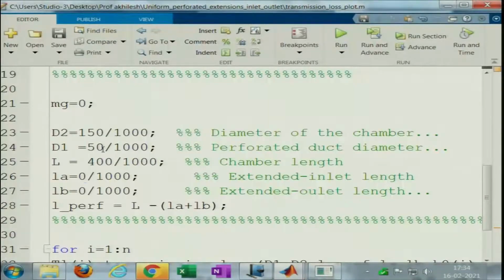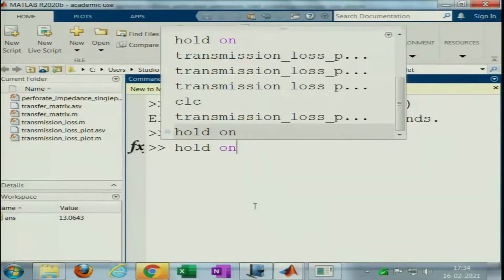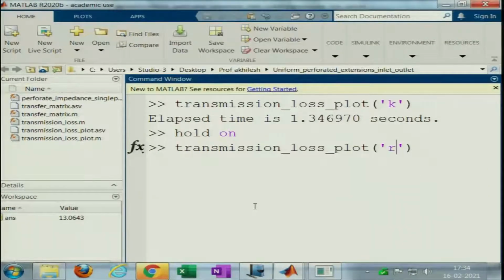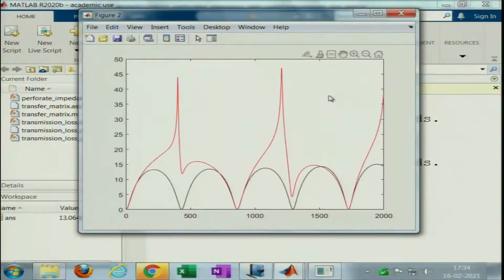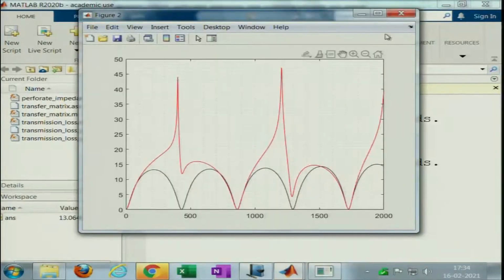Now, let us do it in a step by step manner. So, what is half of 400? 200. So, 0.5 L at the inlet, but there are no extensions at the outlet. Let us see what we get. So, we will get this kind of a curve, that is a phenomenal increase. We will do grid minor to have a greater insight.